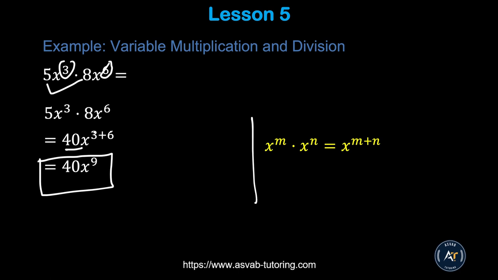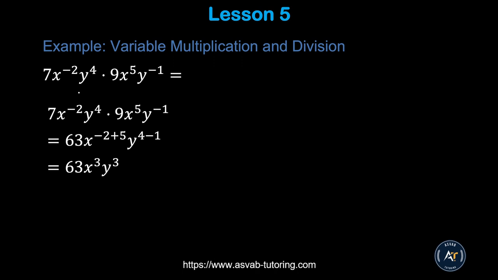The formula here: if you are multiplying x to the power m and x to the power n, you have to add the exponents. If you follow the rule, you can find all different kinds of multiplication of variables. So let's go to the next problem.